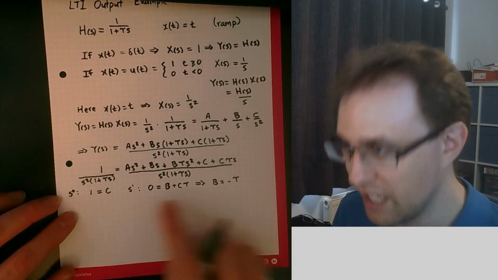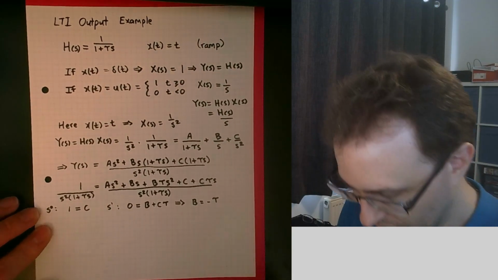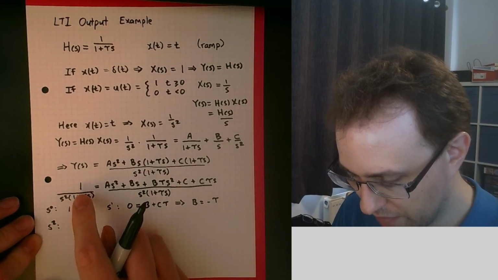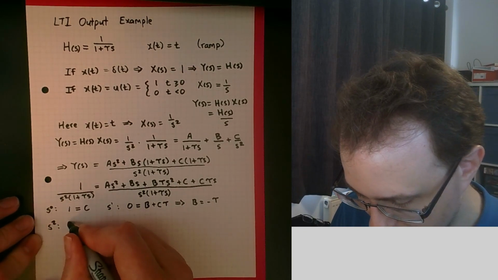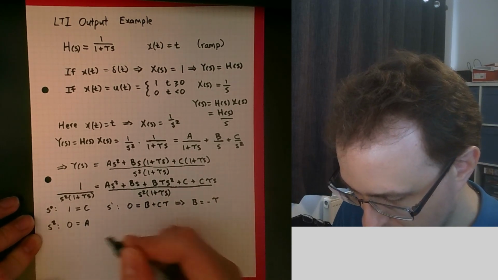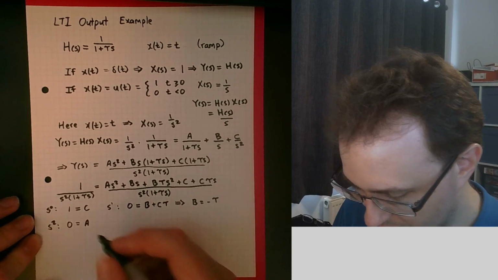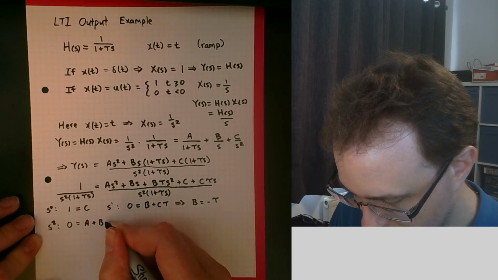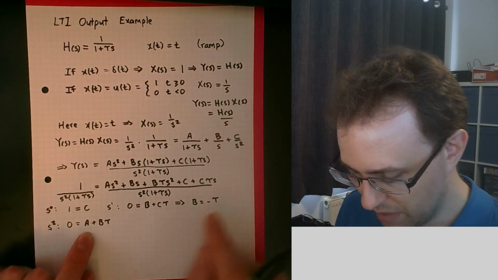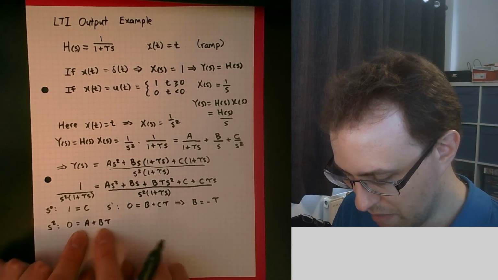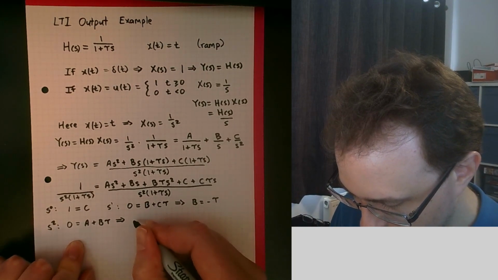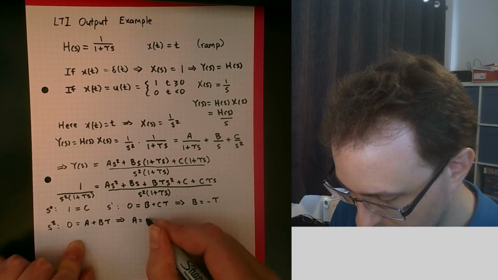Okay, so we've already found c and we found b. For the case of s squared, again on the left-hand side numerator we don't have any terms, so that's just 0. On the right-hand side we have a and we have b times tau. But we already know that b is equal to minus tau, so that means that a minus tau squared will equal 0. So from that we immediately get that a is equal to tau squared.